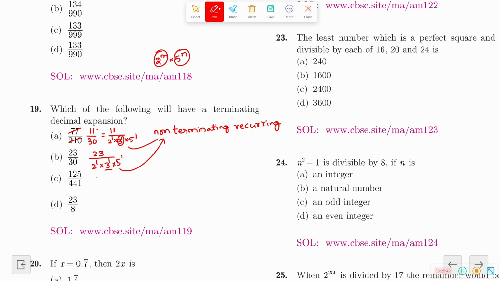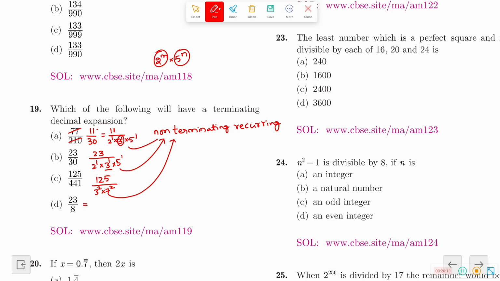For 441, we have 125 by 441, and 441 is 21 square. 21 square means 3 into 7 whole square. So the factorization of 441 is 3 power 2 into 7 power 2, which is again not in the form of 2 power m into 5 power n. It is also a non-terminating recurring decimal.